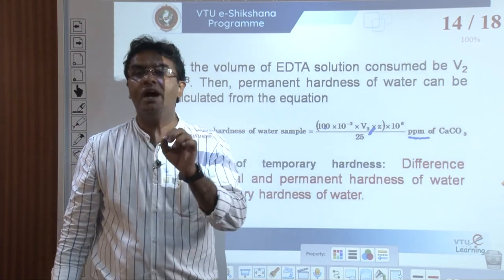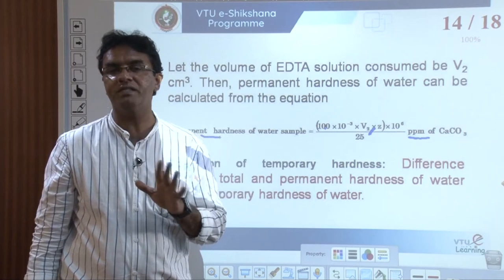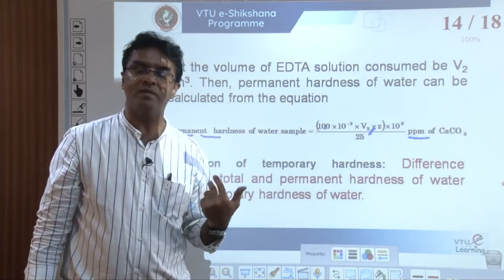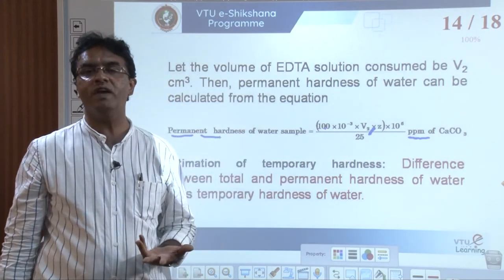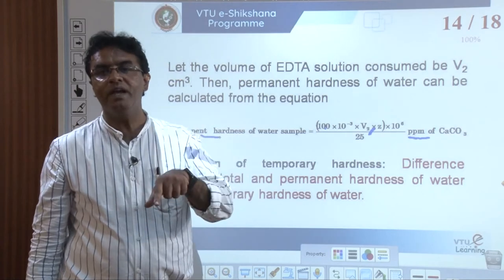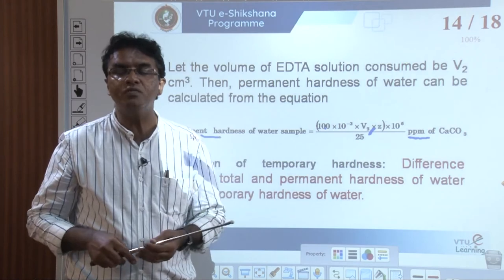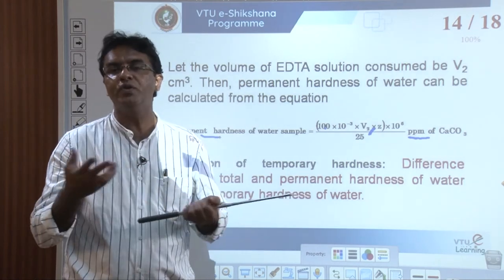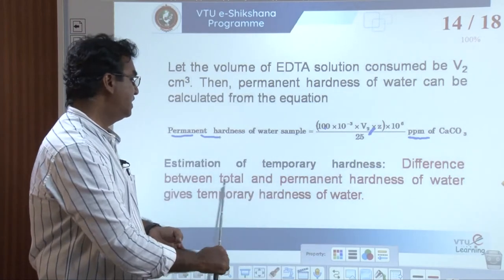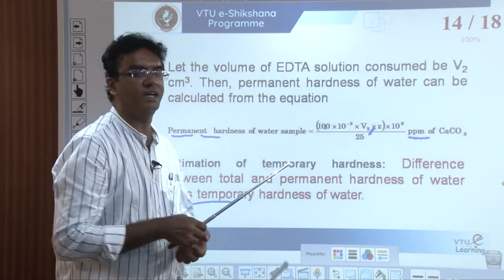This is due to the hardness caused by only chlorides and sulfates of calcium and magnesium, because upon boiling, bicarbonates will be removed. Therefore, for any water sample, when we find out total hardness value and permanent hardness value, total hardness value is always higher than permanent hardness value. And total hardness value minus permanent hardness value will give you temporary hardness. Therefore, the difference between the total and permanent hardness of a water sample will give the temporary hardness of the water sample.